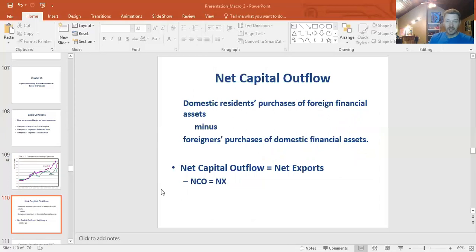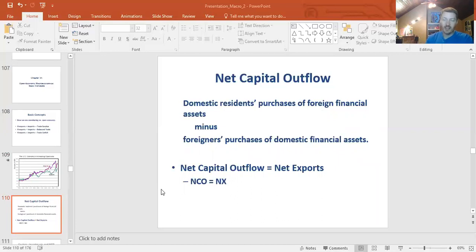Now, here's an important concept: net capital outflow. You don't talk about this in the media. You may have never heard this term before, but you see the definition there. The purchase of foreign assets by domestic residents minus the purchase of domestic assets by foreign residents. So we're talking about purchase of financial assets here. We're not talking about purchase of goods and services.